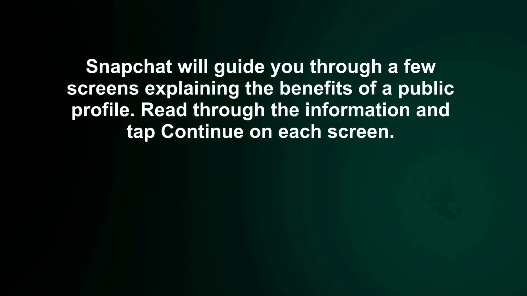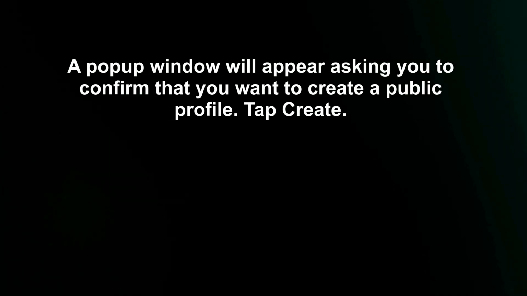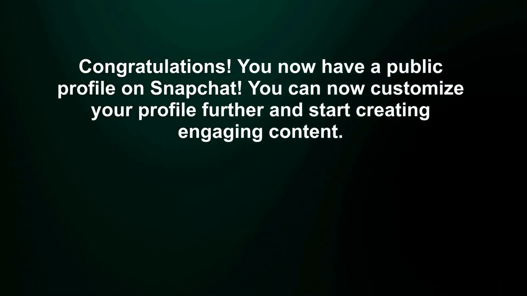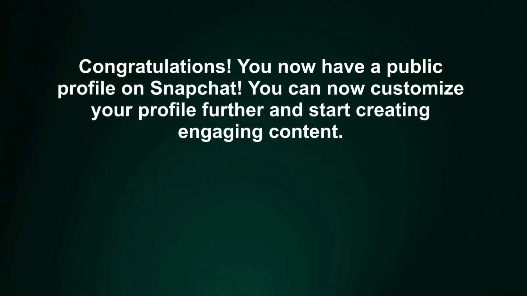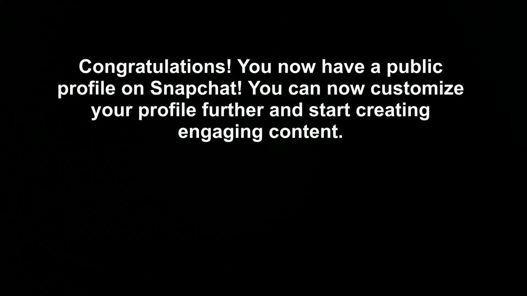Read through the information and tap Continue on each screen. On the last screen, tap Get Started. A pop-up window will appear asking you to confirm that you want to create a public profile. Tap Create. Congratulations! You now have a public profile on Snapchat. You can now customize your profile further and start creating engaging content.